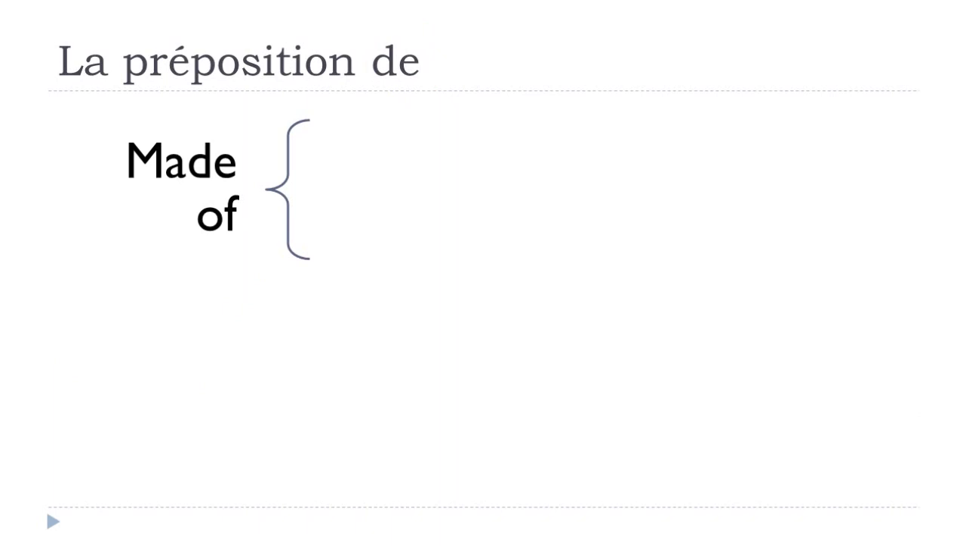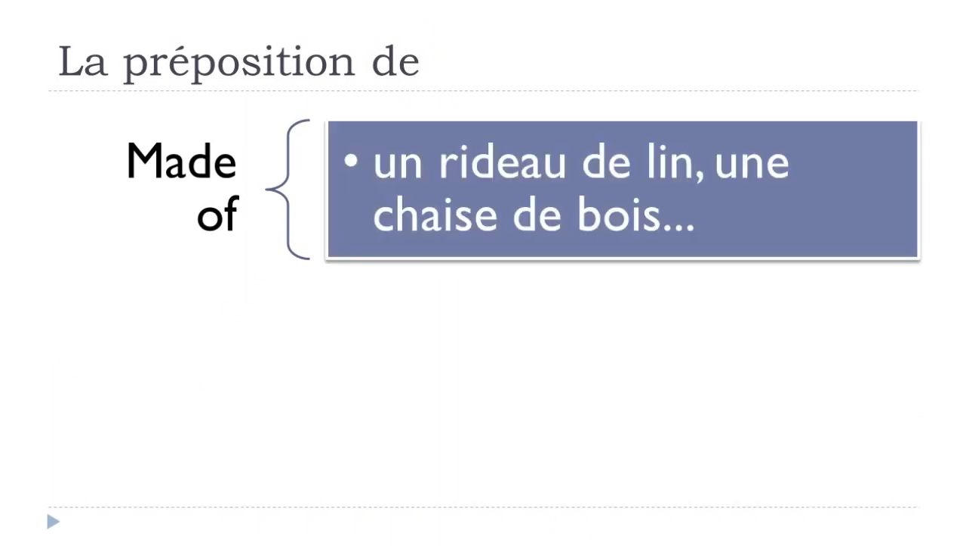So if you want to introduce the fact that it's made of something, then for instance here, un rideau de lin. Rideau is curtain, and lin is linen. Second example, une chaise de bois. A chair, bois is wood, of wood. So in that case, un rideau de lin, une chaise de bois. When you want to introduce the fact that these things are made of something, you will have to use this preposition de.